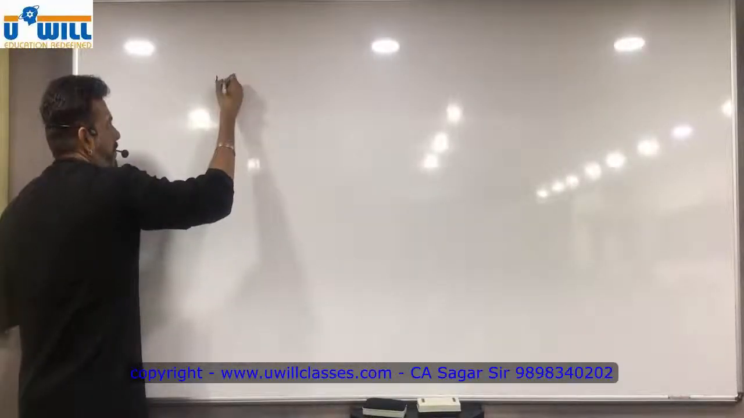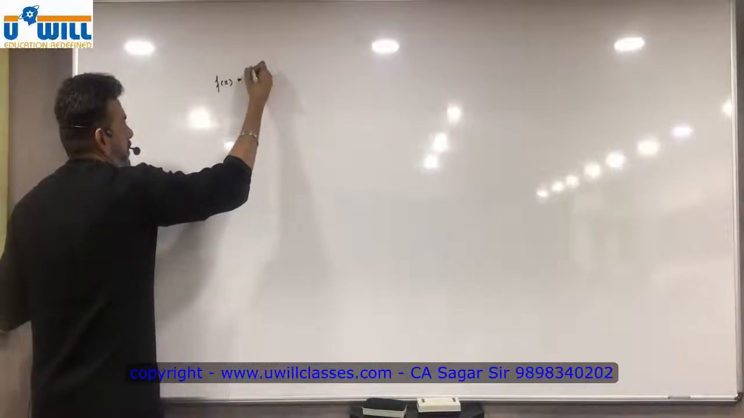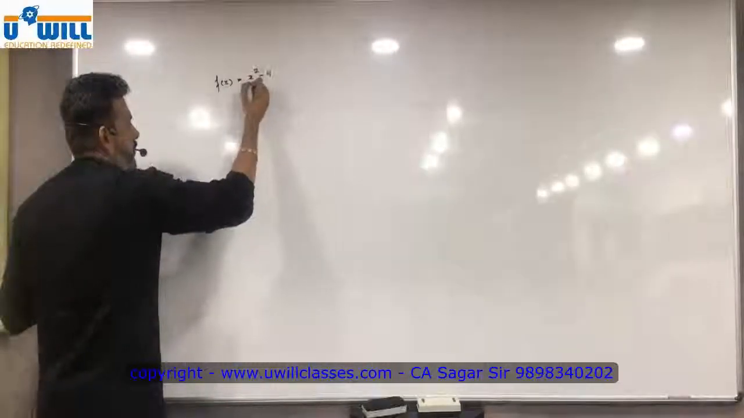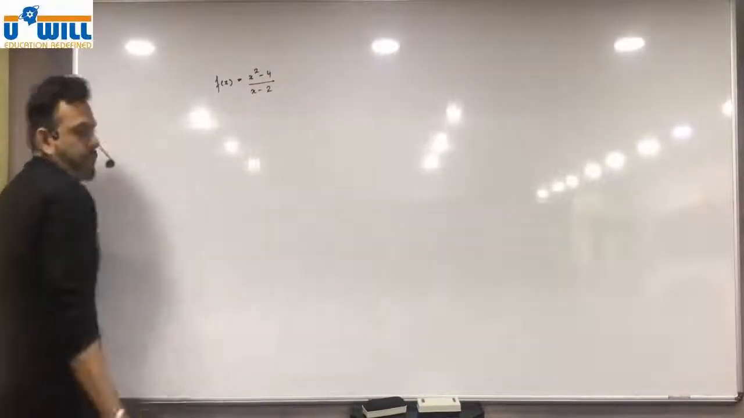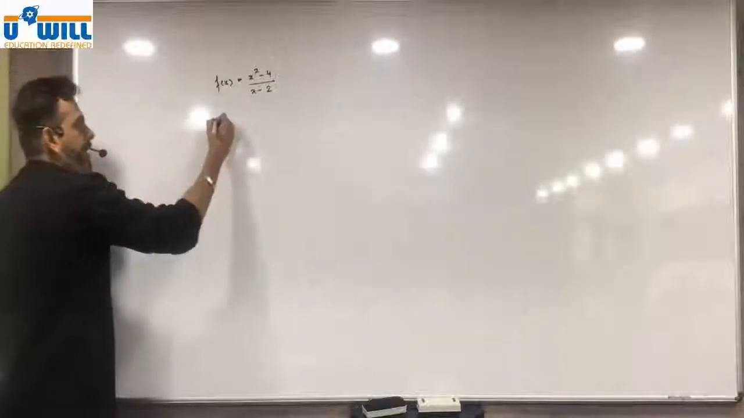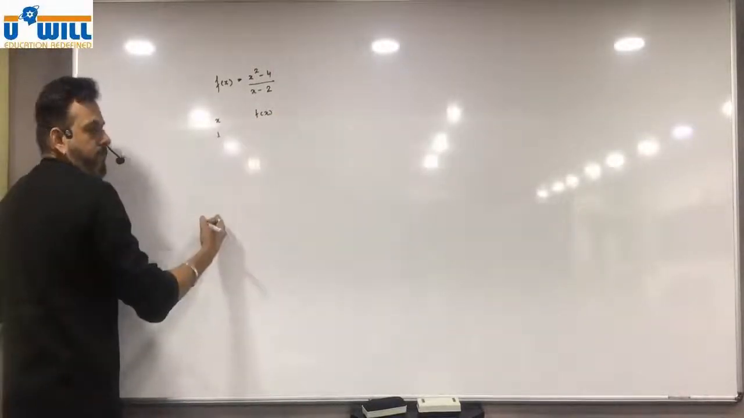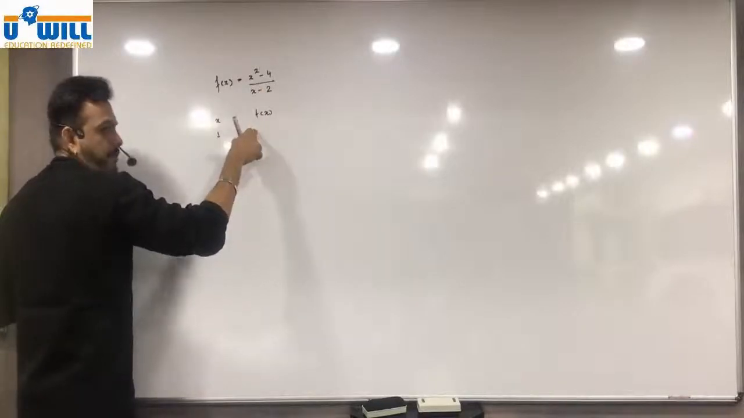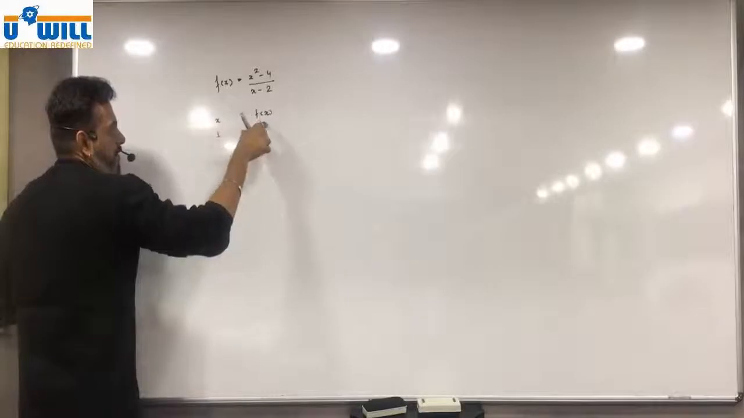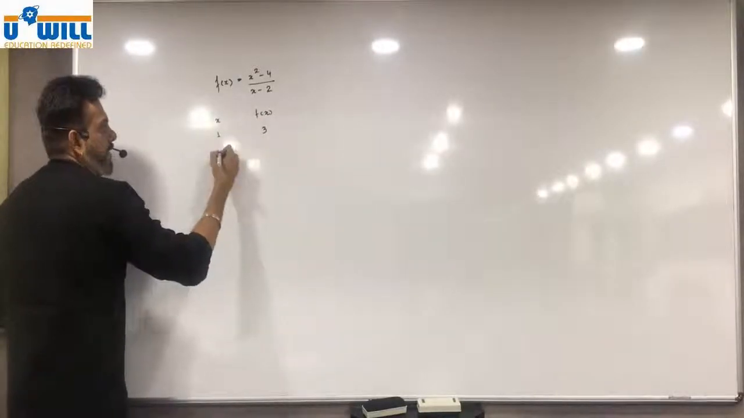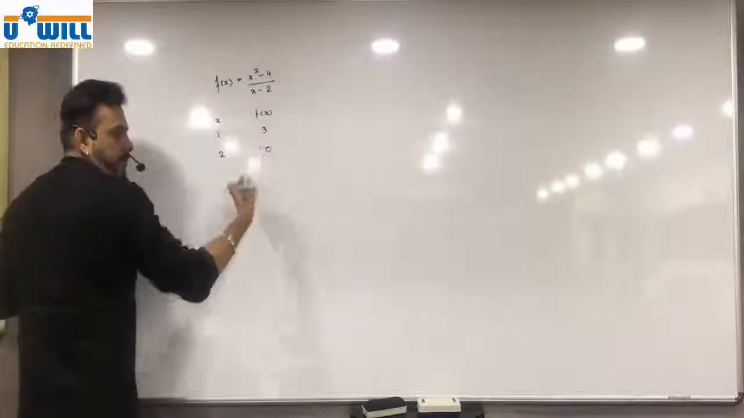Say for example, we have this function f of x is equal to (x square minus 4) upon (x minus 2). Okay, we take x and f of x as 1. What will be the function f of x? If I take x as 1, f of x is equal to 3. If I take x as 2, it becomes 0.